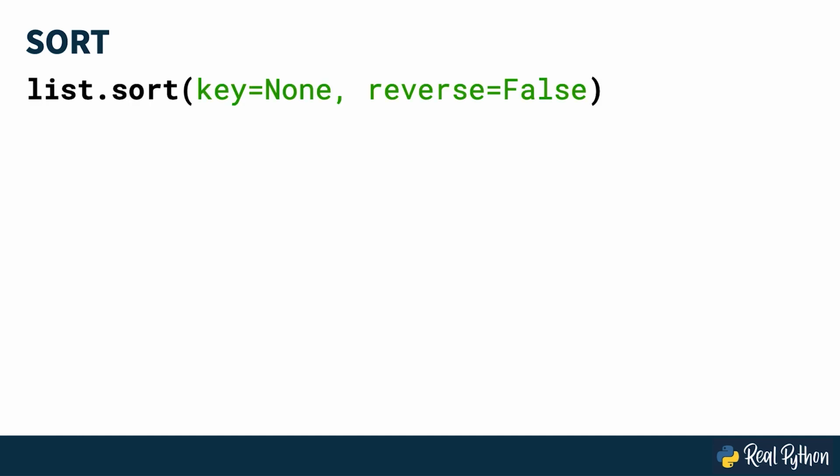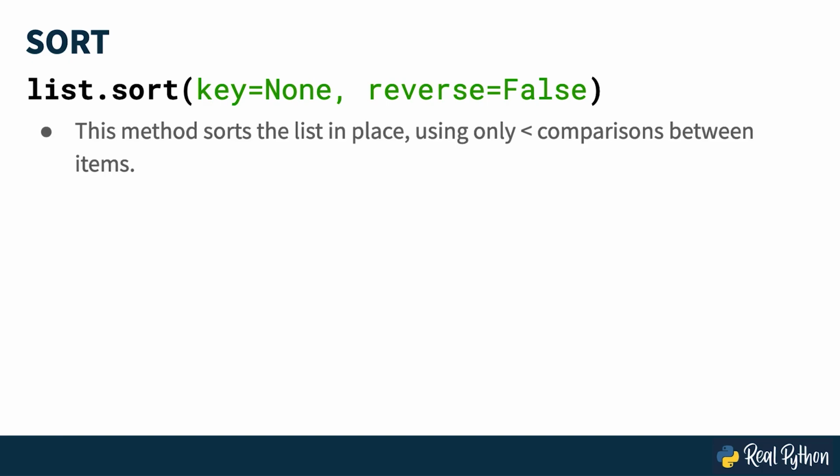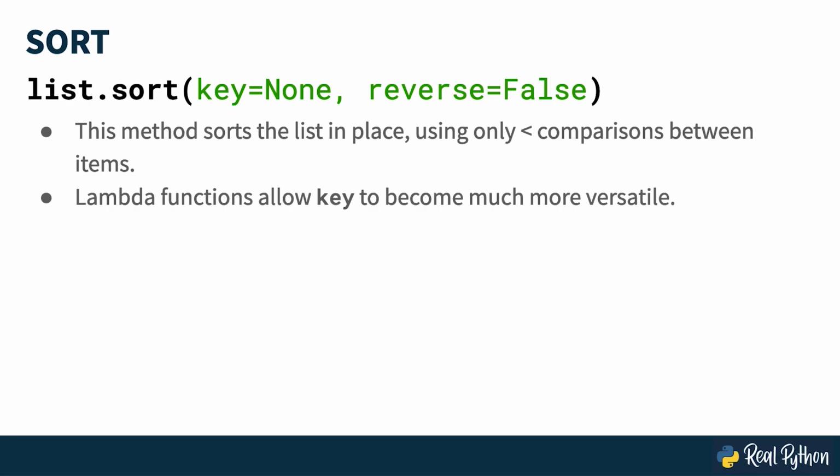Firstly, the sort method of lists. As you can see from the definition here, sort has two parameters, key, which is none by default, and reverse, which is false by default. We will not be altering reverse, but we will be looking at key, as we can use a lambda expression to alter the behavior of sort. The sort method sorts the list in place using only less than or greater than comparisons between items. Lambda functions allow us to extend key to become much more versatile.